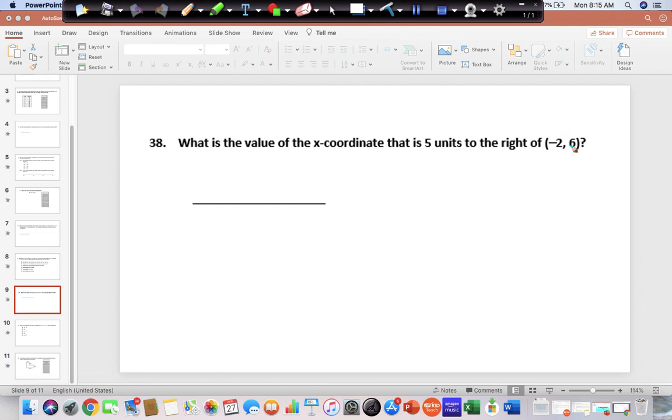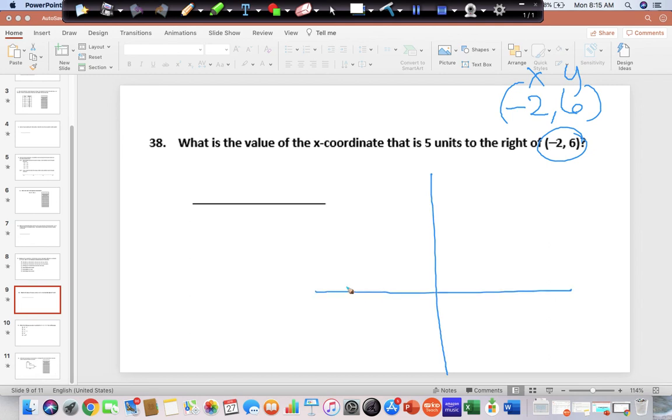Sorry. Okay, -2, positive 6. This is our x value. This is our y value. Get it together, Miss West. Okay, so again, let me draw for you.